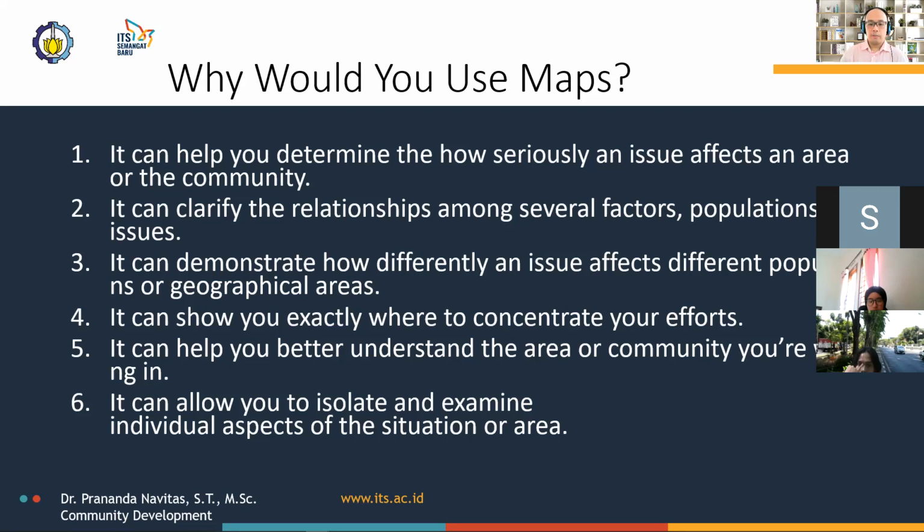3, it can demonstrate how differently an issue affects different populations or geographical areas. Now, this can be important information for a number of reasons. It can pinpoint problem areas or problem populations. It can give clues to the origin or cause of a condition, and suggest means of addressing the problem. Then it can show you exactly where to concentrate your efforts.